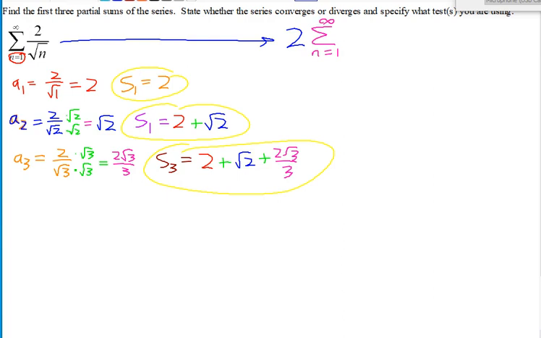And then, notice what we're left with, 1 over n to the 1/2. That does fit the p-series. p is equal to 1/2, and that's less than or equal to 1. So that means this diverges by the p-series test.